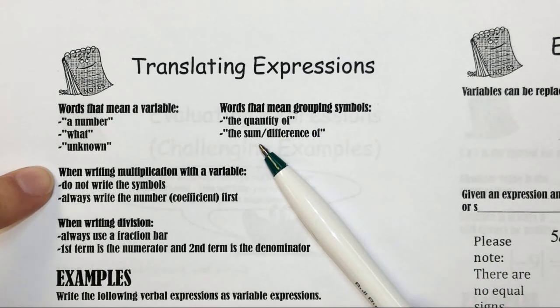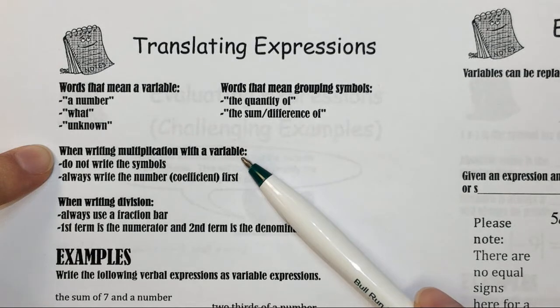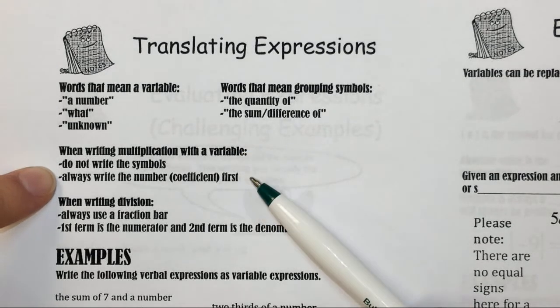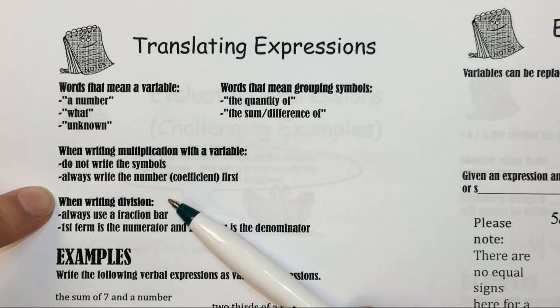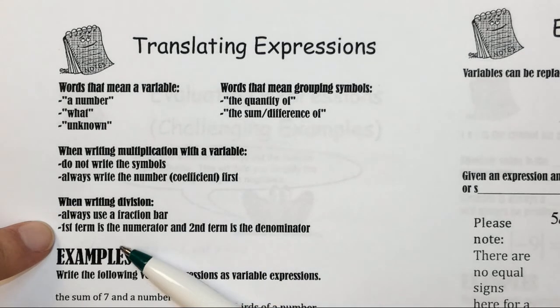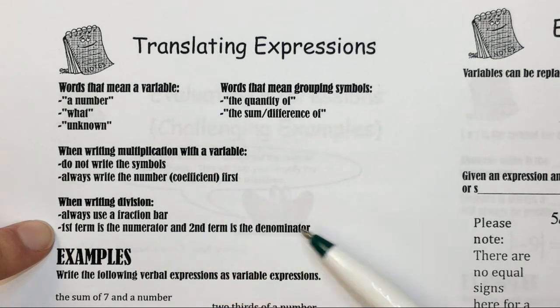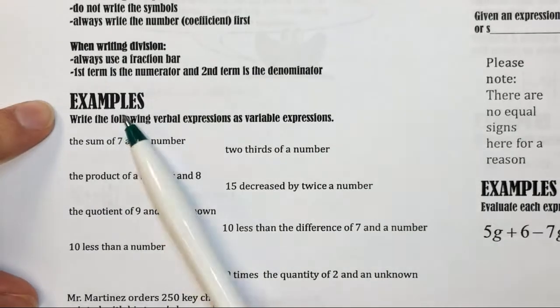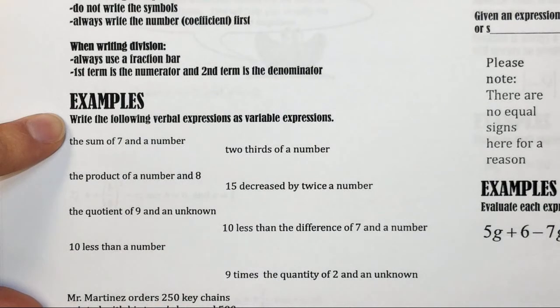Okay. When writing multiplication with a variable, do not write the symbols. Always write the number or the coefficient first. When writing division, always use the fraction bar. The first term is the numerator and the second term is the denominator. Examples. Write the following verbal expression as a variable expression.